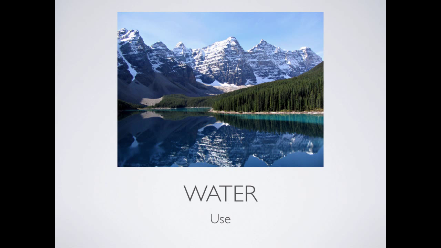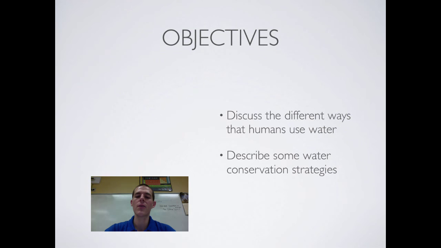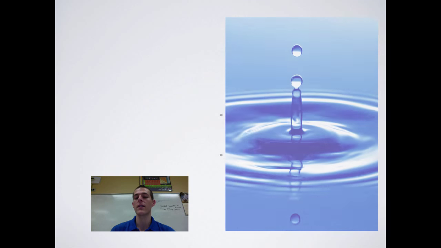So as always, let me get you some objectives and we'll get going. By the end of this video, I'll be able to discuss the different ways that humans use water and describe some water conservation strategies. So for the last couple of videos, we've talked about the nuts and bolts of water. Today, we're going to talk about ways that humans use water and ways that we can conserve water.